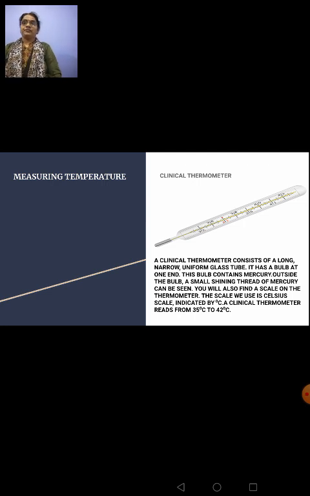This is the structure of a clinical thermometer. It consists of a narrow, long, uniform glass tube. It has a bulb at one end, and inside that you have a small capillary tube which is filled with mercury. The mercury level stops at the kink. The kink will stop the mercury from falling into the bulb. So the mercury level should be maintained below 35 degrees C. When the mercury level rises, that means it's measuring the temperature of the body, right? And a scale is there which tells you the temperature of the human body, and the scale reads from 35 degrees C to 42 degrees C.